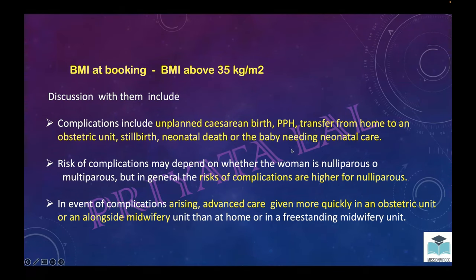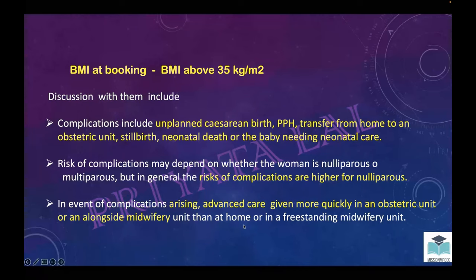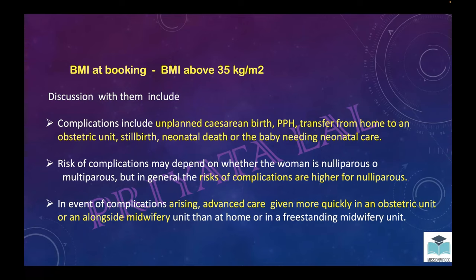Apart from this, the risk of multiple complications applies whether the patient is nullipara or multipara. But if we consider parity, the complication risk would be higher for the nullipara patient. If the BMI is above 35 and a complication arises, we already know that advanced care will be given more quickly in the hospital rather than in a freestanding unit or at home, because in that case the patient would need to be transferred. This discussion about BMI above 35 has been added new in this guideline.